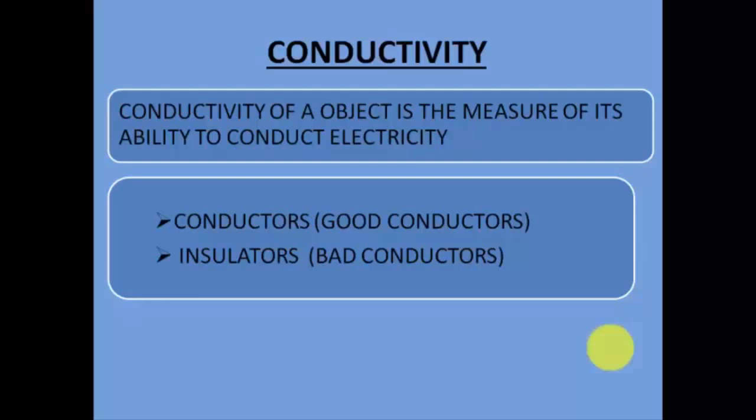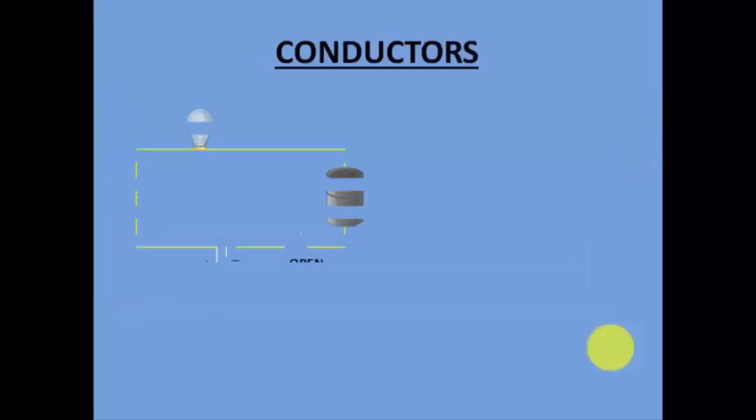So each and every object can be divided into two categories, that is conductors and insulators. Of course, there are some objects which are semiconductors also, but now we're only going to talk about two major categories, that is conductors and insulators. So let us learn more about conductors and insulators.